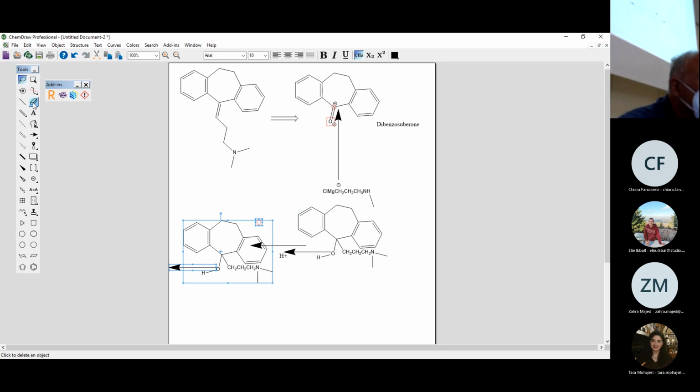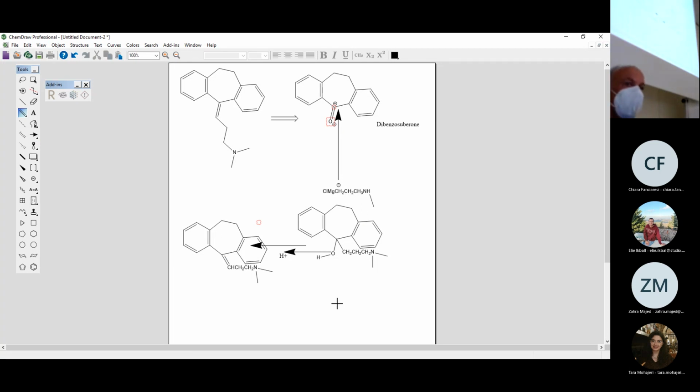Here you see, tac, tac, tac, tac. And we have the formation of the double bond. Dehydration of tertiary alcohol is a method to have the double bond, if you remember in organic chemistry. It is one of the different methods to give an alkene, to give the double bond.